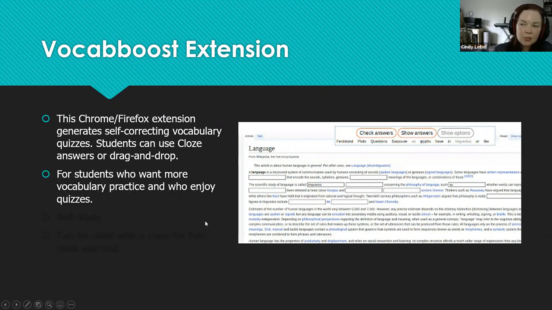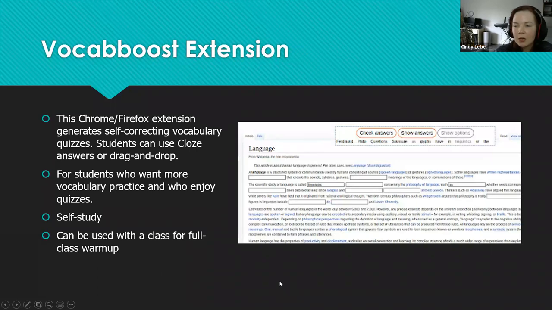It's good for students who want more vocabulary practice and who enjoy quizzes. It's good for self-study, but you can also use it with the class for a full class warm-up. You just pick an article, push this, and the students coach you into which words go where.